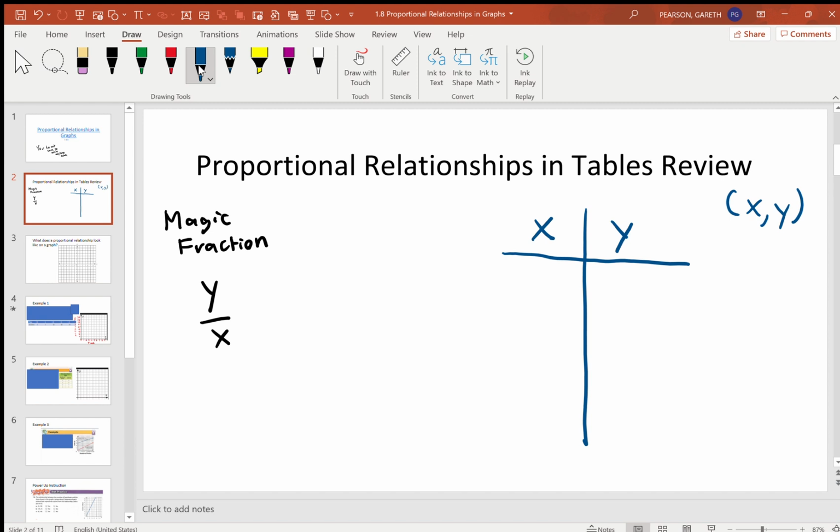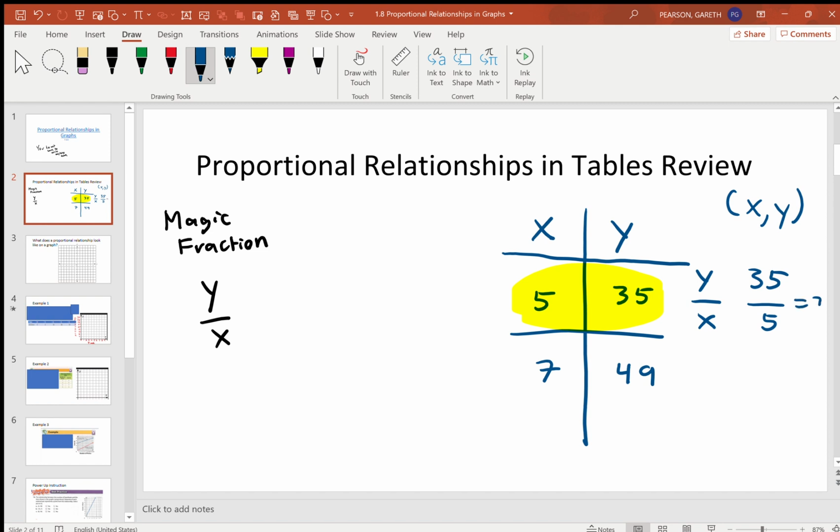Alright, so let's say that you have a table with 35 and 5, and then down here, let's do 7 and 49, right? To find the proportional relationship from this table, all you have to do is choose the magic fraction. We're going to do one point at a time. Let's say we pick this point. The magic fraction is y divided by x. My y value, directly underneath the y, is the 35, and the x value, directly underneath the x, is the 5. 35 divided by 5 is 7. Boom, my constant of proportionality is 7.